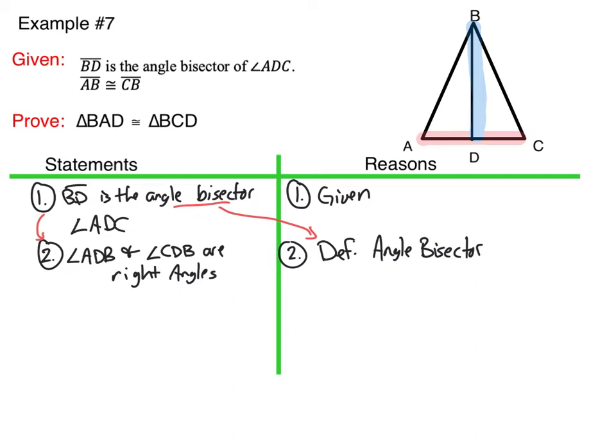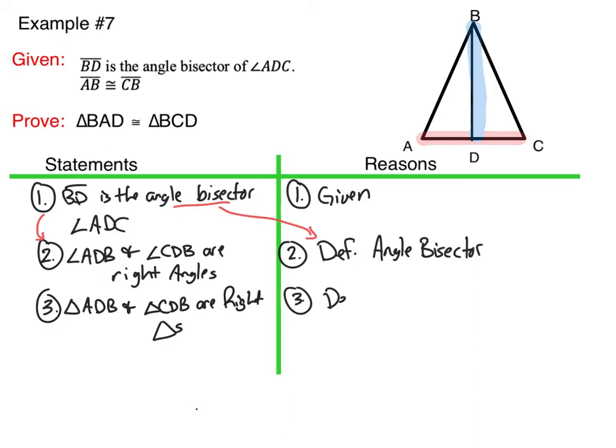Now, leading in from number 2, if I have right angles, I can now say triangle ADB and triangle CDB are right triangles, and that reason is the definition of a right triangle. A right triangle just has to have a right angle. Sorry, definition of a right triangle. That was definition of an angle bisector. If I have right triangles, that is going to help me.